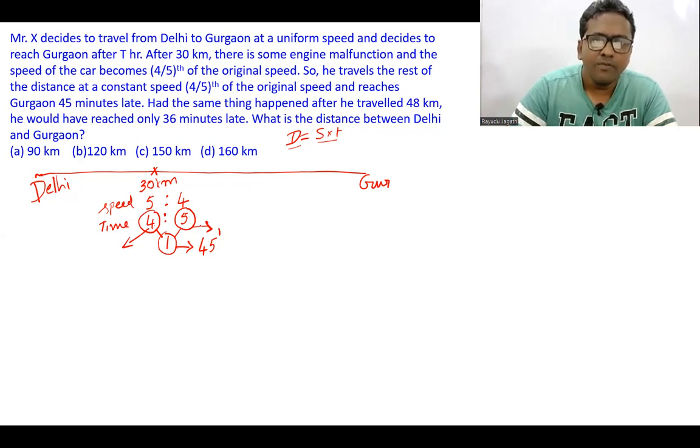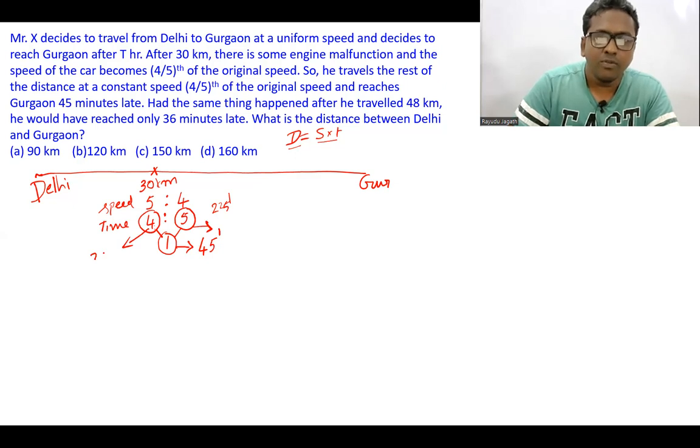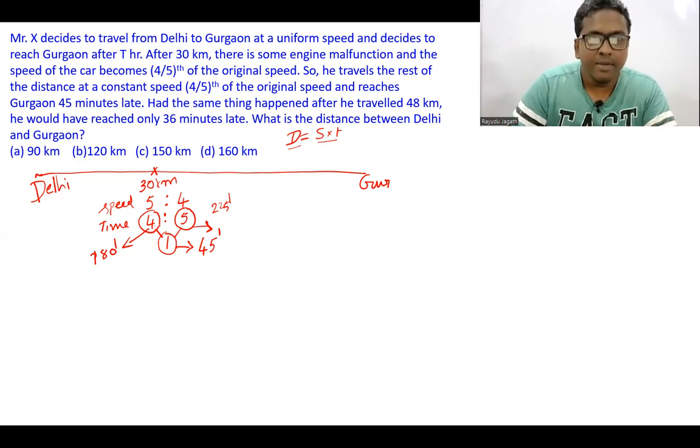5 parts will be 5 into 45, 180 plus 45, 225 minutes will be the delayed time. 45 into 4, 180. 180 minutes will be the actual time taken by the car from 30 kilometer point to Gurgaon.